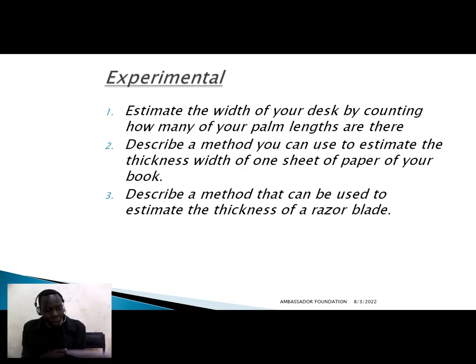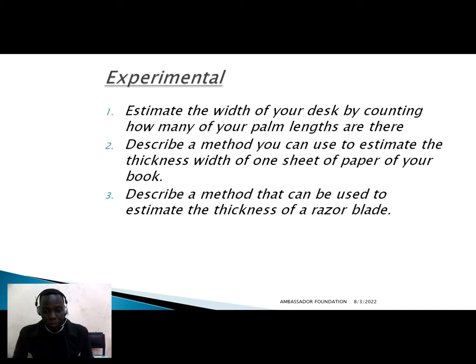plus one the outer cover, so it is 202 pages. So take 1.5 centimeters, you divide by 202, you get the thickness of one sheet of paper. It's an approximation method, because even the outer cover is very thick compared to the other pages, so it's an approximation method.